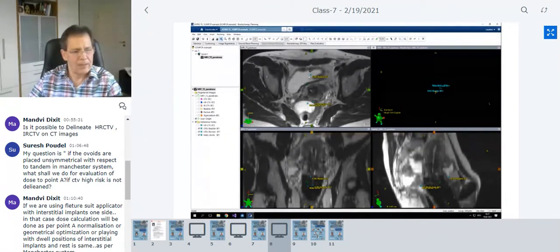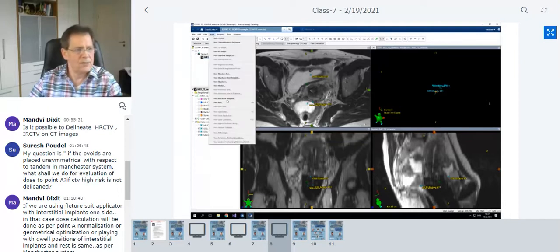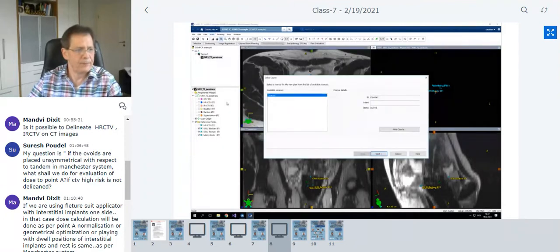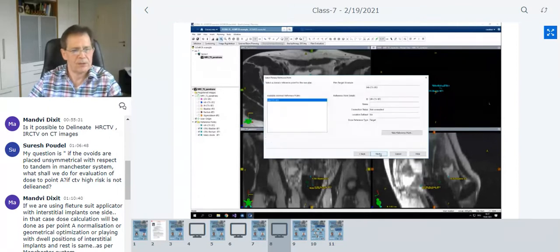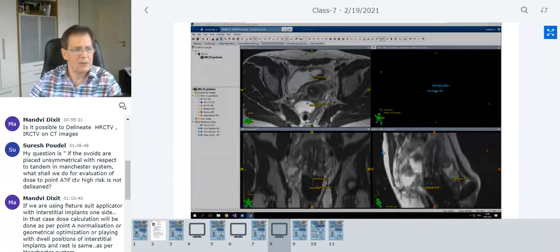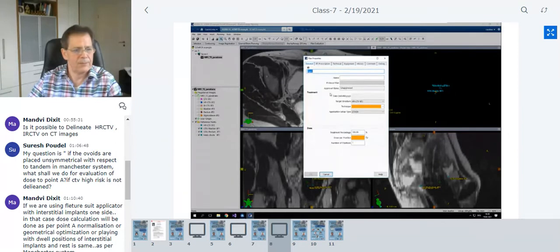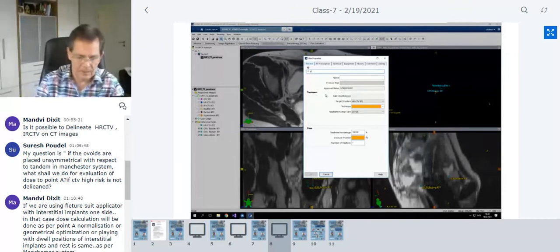Points have already been defined. There is an ICRU bladder point and there is an ICRU rectum point. We will see later how that looks with the plan. So let's use this first to insert a new plan. I insert a new plan. That's my course 1. My target volume is the high-risk CTV. I just need to check this, and it will also create a reference point. And then let's name this intracavitary plan.